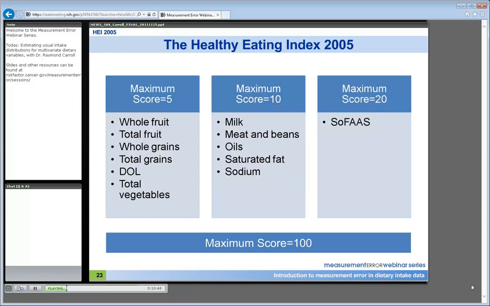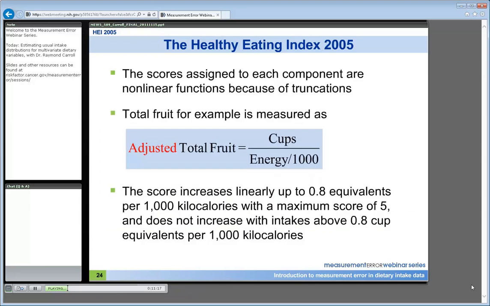And the Healthy Eating Index, in its 12 components, has various maximum scores. So the fruits, the grains, the DOLs, and the total vegetables get a maximum score of 5. Milk, meat and beans, oils, saturated fat, and sodium get a maximum score of 10. And SOFAs, you can get a maximum score of 20. And so the total, if you get a maximum score on everything, you get 100. And the formulas look sort of like this. So total fruit is one of the components, and what we do is we adjust total fruit by kilocalories.